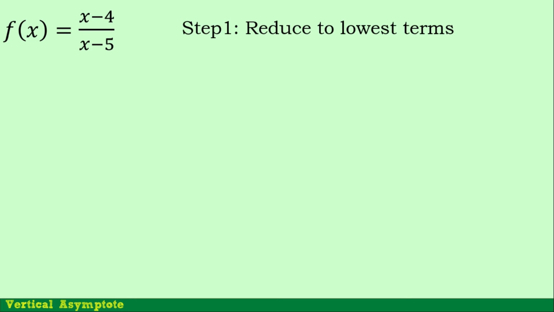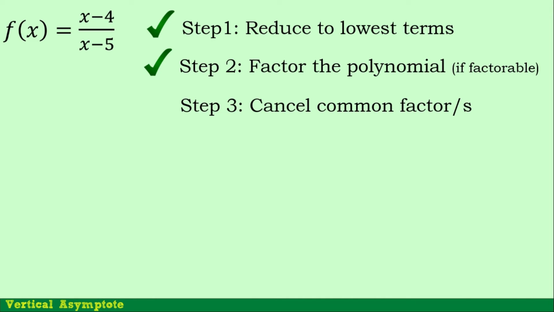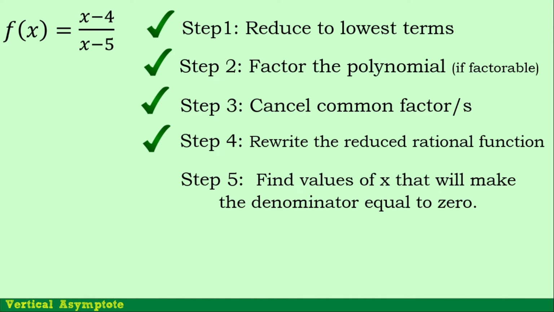Step 1, reduce to lowest terms. That's a check since it's already in its lowest term. No other common factors in the numerator and in the denominator. Step 2, factor the polynomial if factorable. Since the given is already in its lowest term, step 2 is also a check. How about step 3? Cancel common factor or factors. No other common factors are present in this given since it's already in its lowest term. So step 3 is also a check. Step 4, rewrite the reduced rational function. I repeat, this is already in its lowest term, so it's a check. Step 5, find values of x that will make the denominator equal to 0. That means we will skip steps 1 to 4 and proceed directly to step 5.